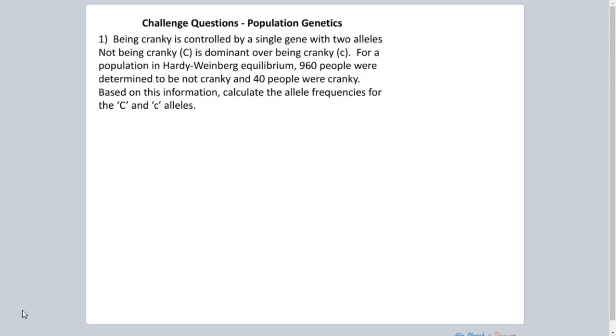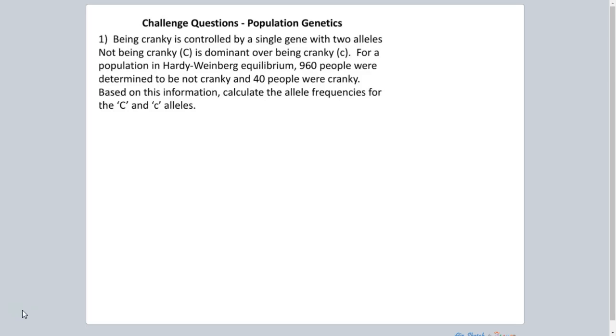Well, a question like this is relatively intimidating when you first look at it, because you're not really given much information. You're given phenotypic information. Out of 1,000 people, 960 are not cranky and 40 are cranky, and you're supposed to go from that phenotypic information all the way down to allele frequencies, and that can be pretty intimidating. But trust me when I tell you that all the information you need in order to get to the correct answer here is available in this question. So let's talk out the genetics and the logic first, and then we'll worry about the math after.